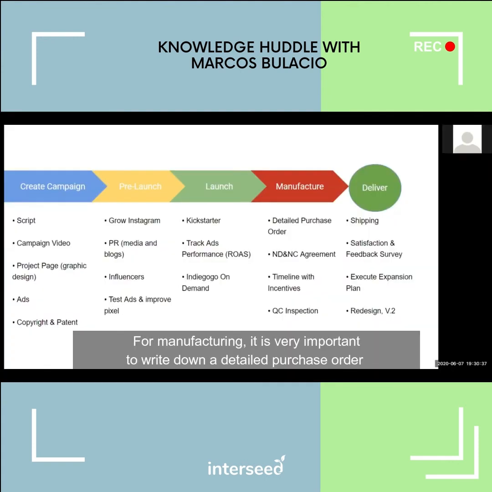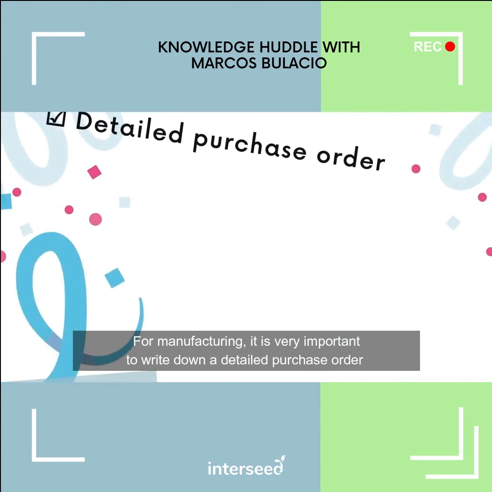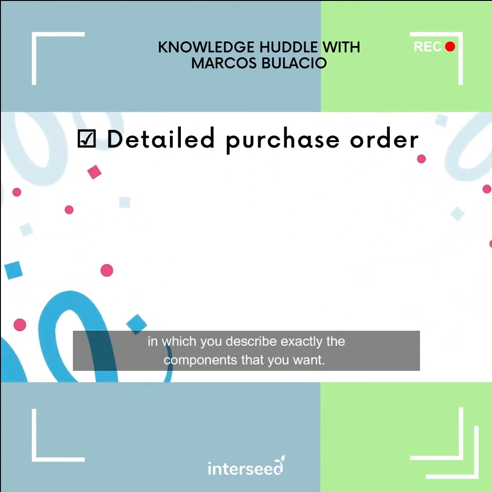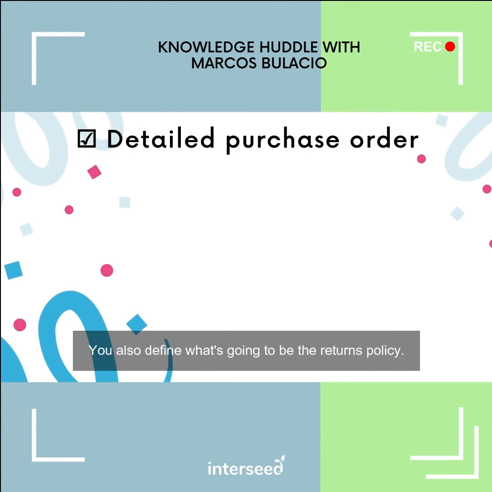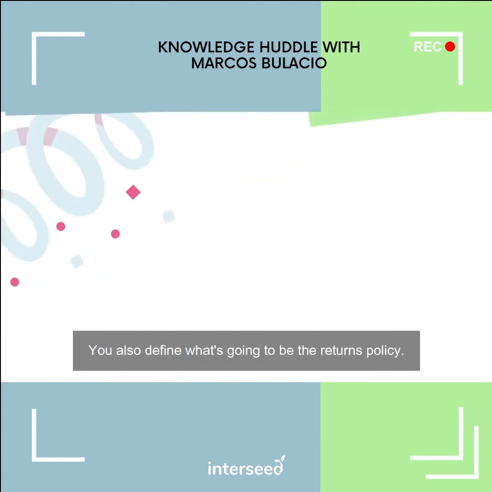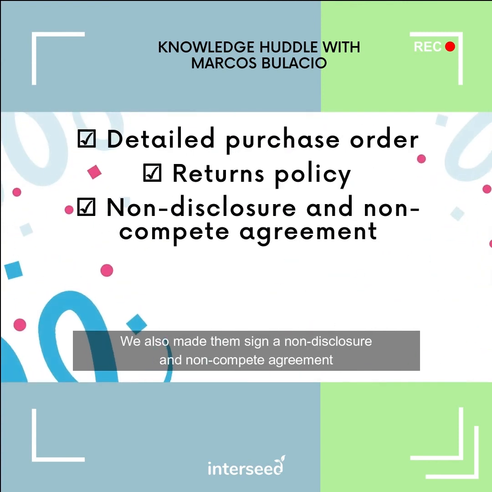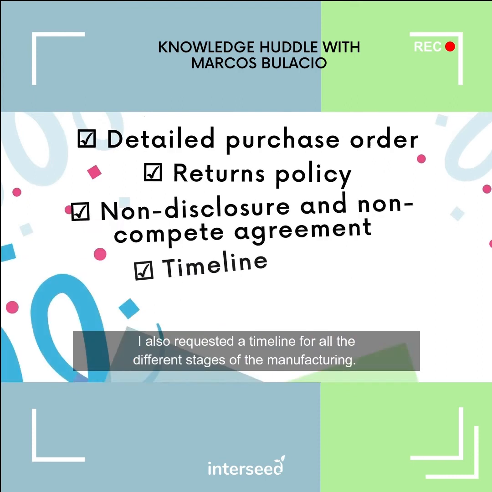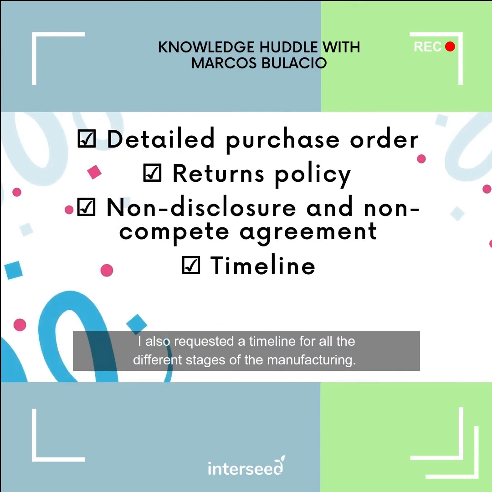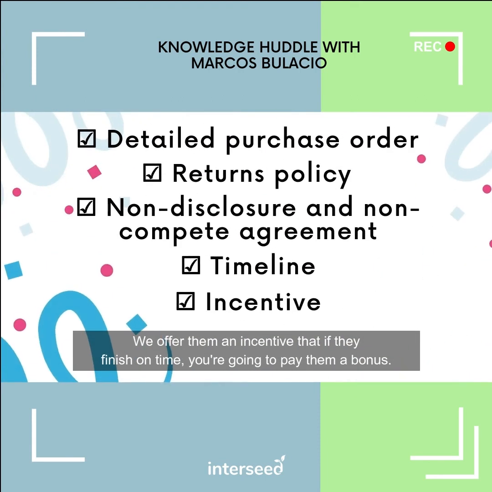So for manufacturing, it's very, very important to write down a detailed purchase order in which you describe exactly the components that you want. You also define what's going to be the returns policy. We also made them sign a non-disclosure and non-compete agreement. I also requested a timeline, all the different stages of the manufacturing. We offer them an incentive that if they finish on time, you're going to pay them a bonus of $500.